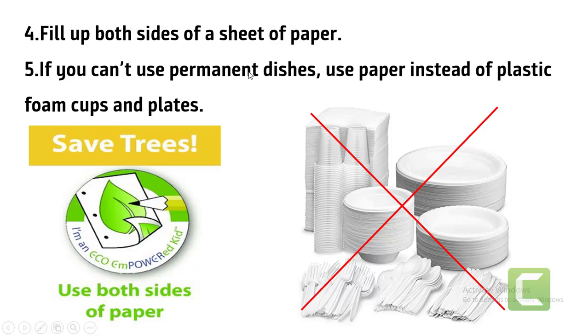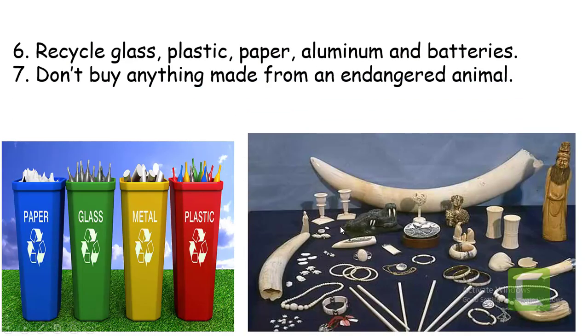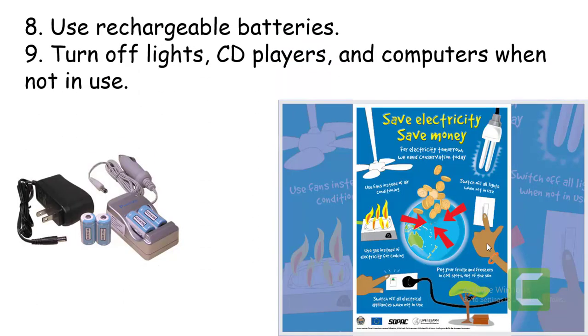Okay, use paper instead of plastic. Plastic here is not good. Recycle glass, plastic, paper, aluminum, etc. I mean, when we can recycle it, we do. And don't buy anything made from endangered animals. Here, like you see, from elephants, from other animals. Okay, and 8, use rechargeable batteries, to prevent using them only one time and then throwing them away.